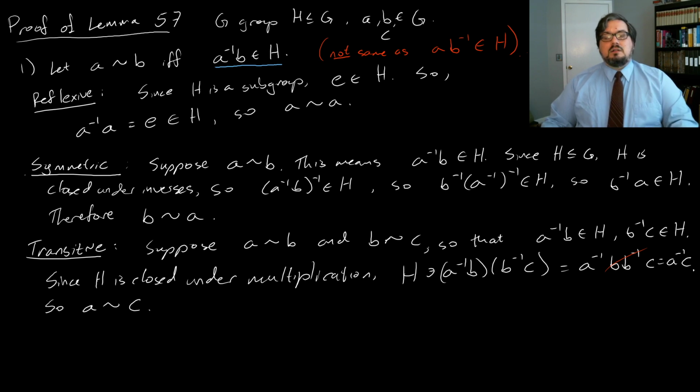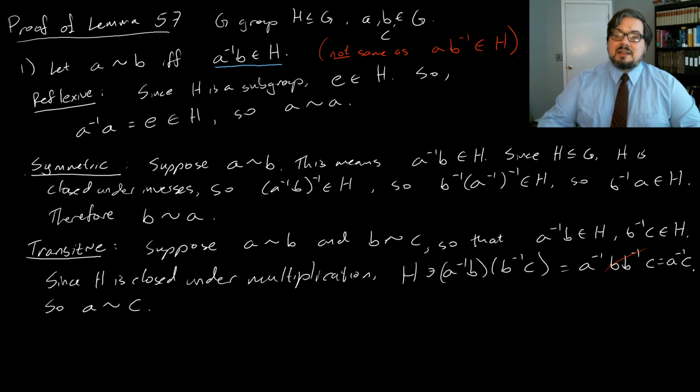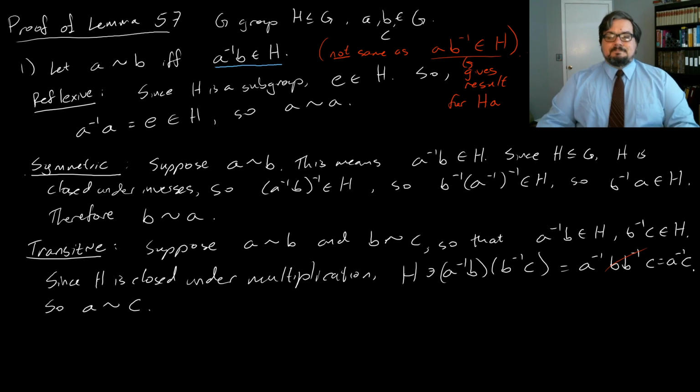So you may well ask, what if we try to define a relation using the condition A B inverse belongs to H instead of A inverse B belongs to H? Turns out you can still show that this is an equivalence relation. The difference will be that the equivalence classes under the red relation here, the other one, will be the right cosets of H, and we're working with the left cosets in this lemma. Now, while the lemma that we're working with only is talking about the left cosets, in fact, all the same results hold for the right cosets, and you would prove that using this relation right here. So this gives the result for the right cosets HA.